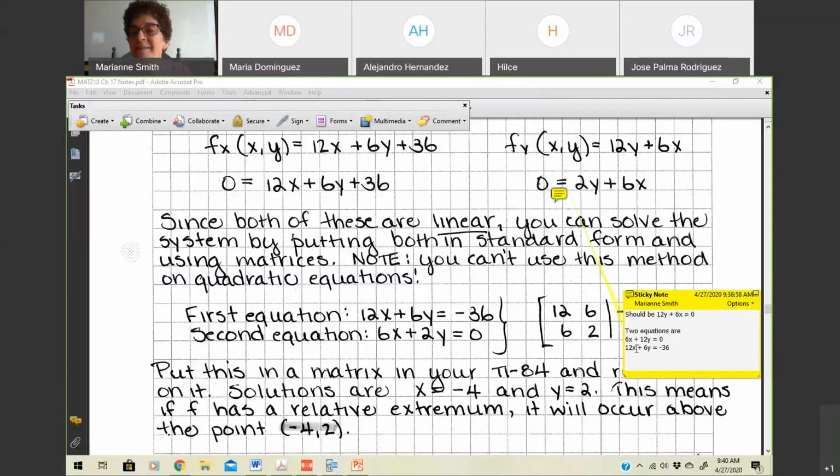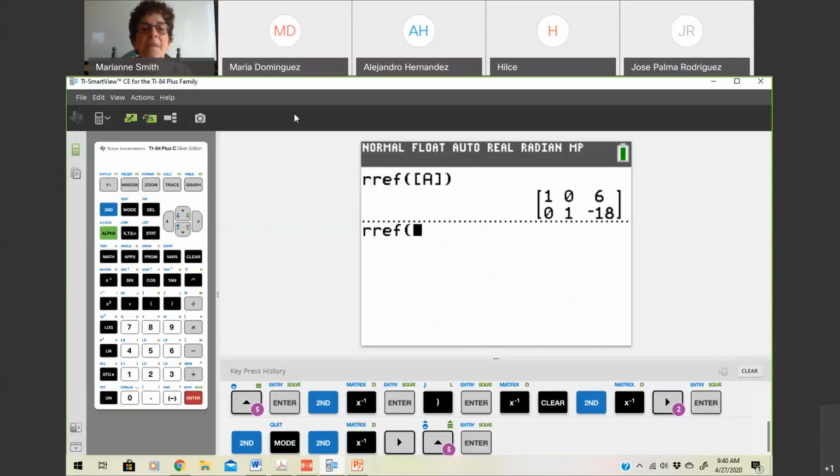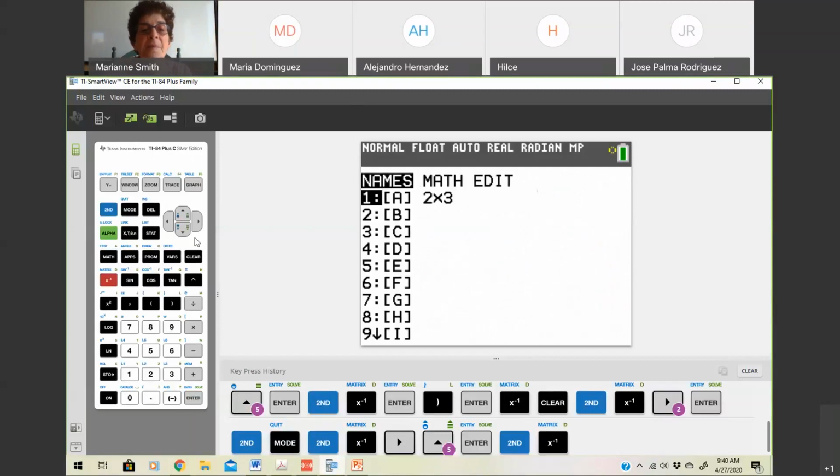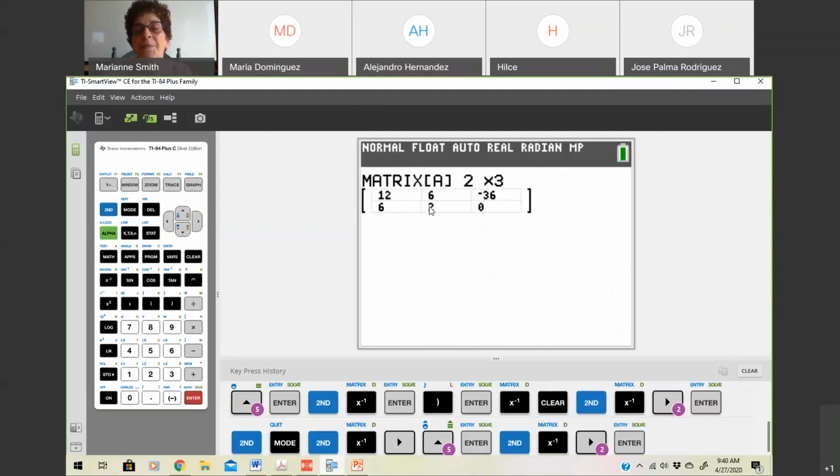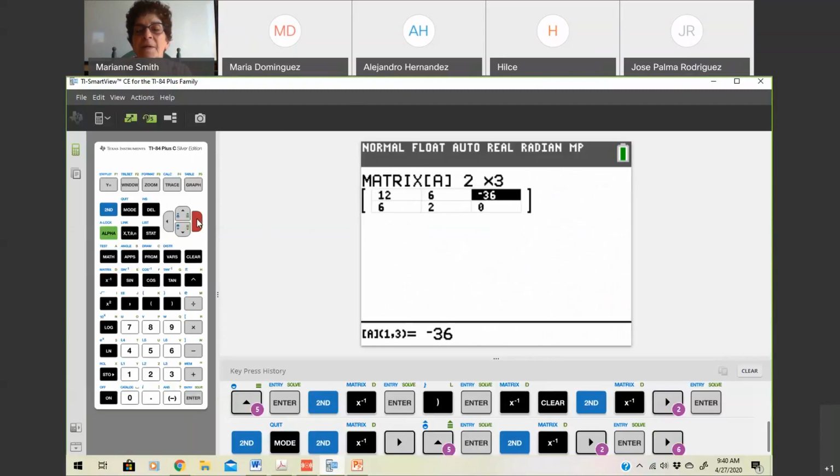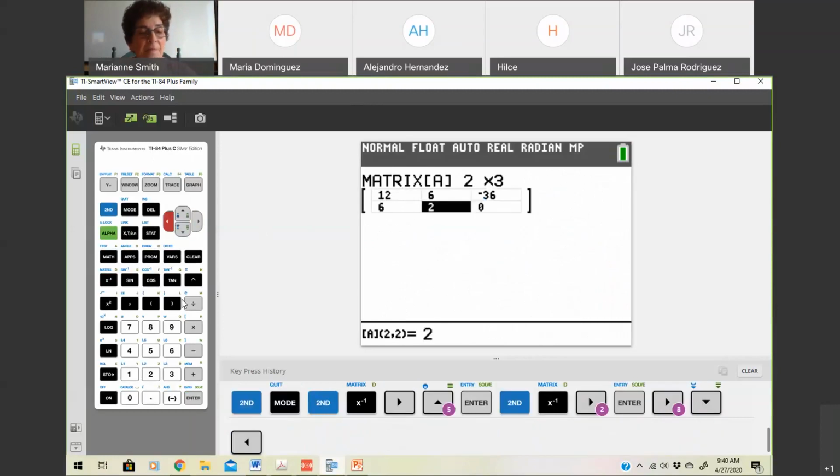Basically, the one that has a 0 on the right side should have a 12 for y instead of a 2. So let me go back into my matrix and edit it. This 2 here should actually be a 12. So let me go over there and change that.